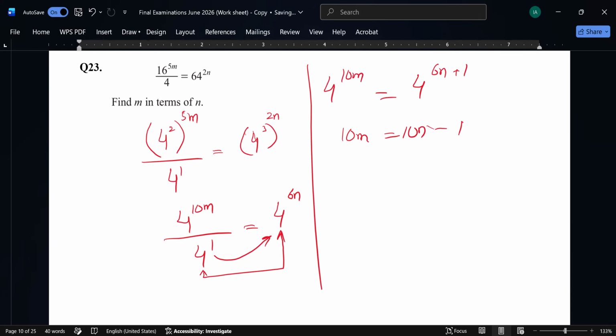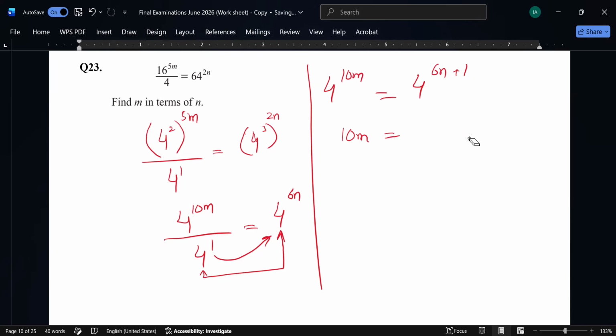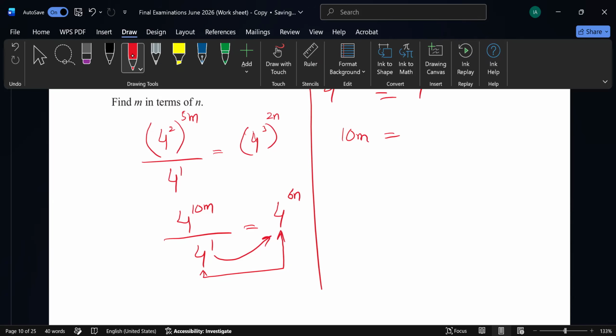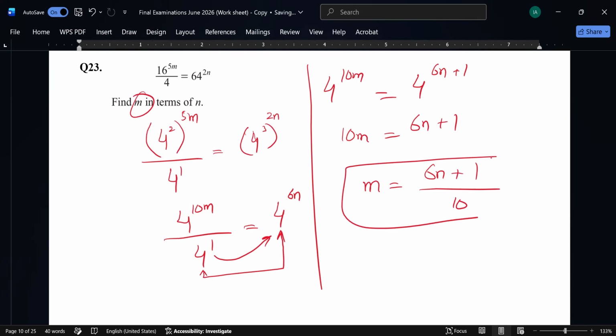Oh, sorry, a mess here. It's going to be 10n equals 6n plus 1. We need to find n as the subject. That's why I remove 10 from here. So n is equal to 6n plus 1 over 10. This is your n as the subject.